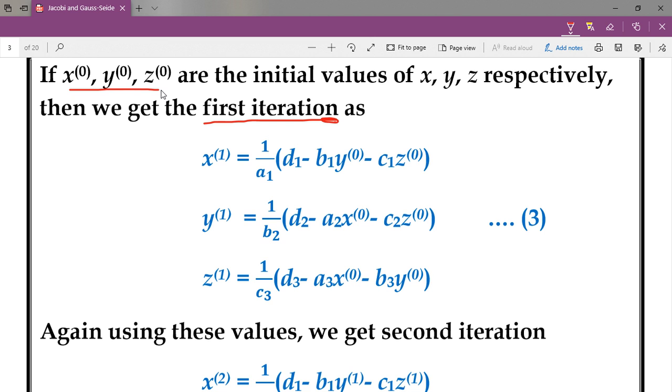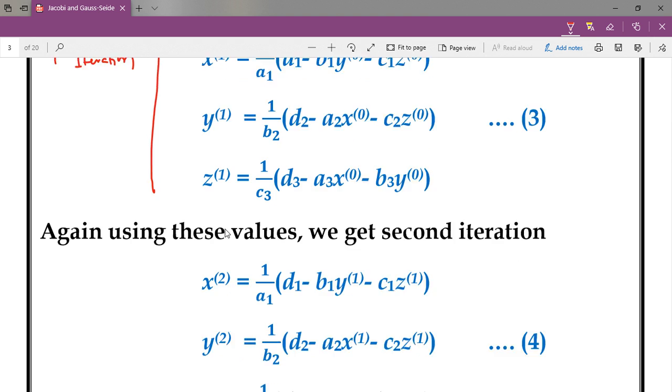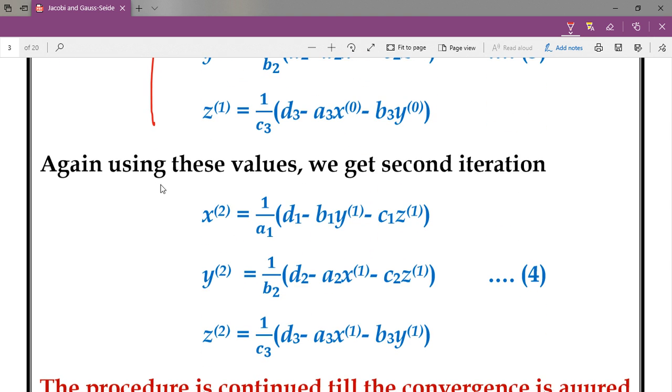So this initial value, sometimes it may be given, or sometimes we may start with 0 or we may start with 1. It is left according to the question. So after getting the first iteration, if we get all x, y, z, then this whole thing is for the first iteration. For the second iteration, you are going to use x1, y1, z1 values. Again using these values we get the second iteration.